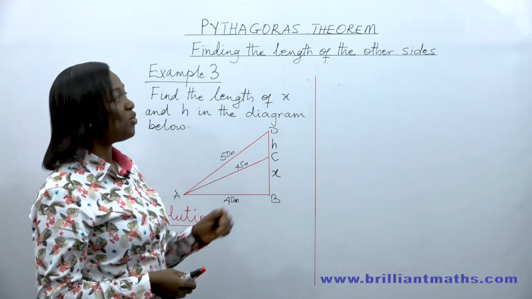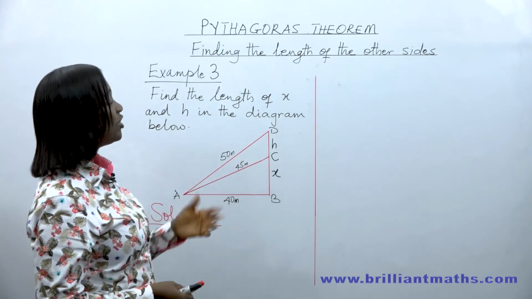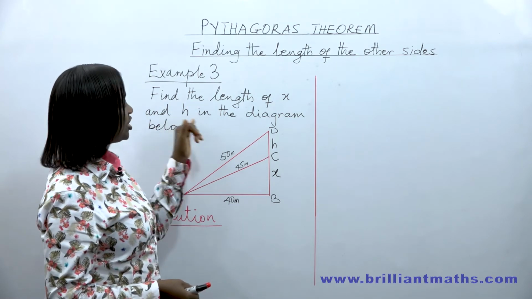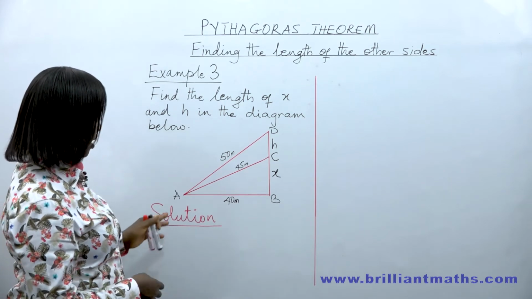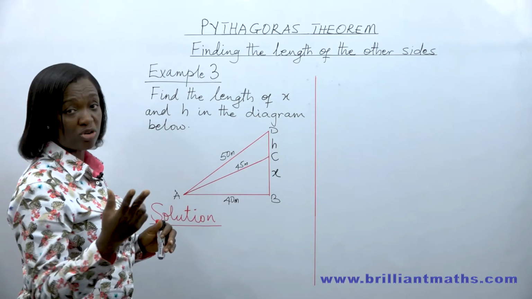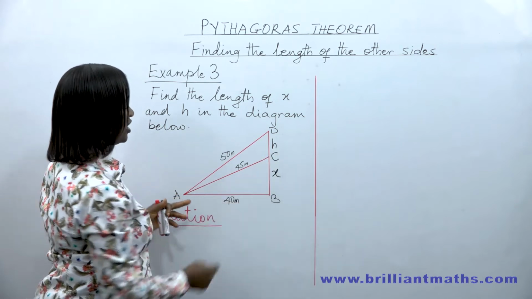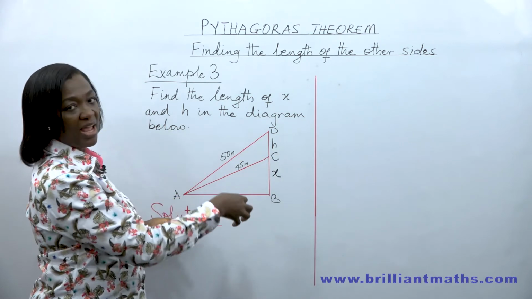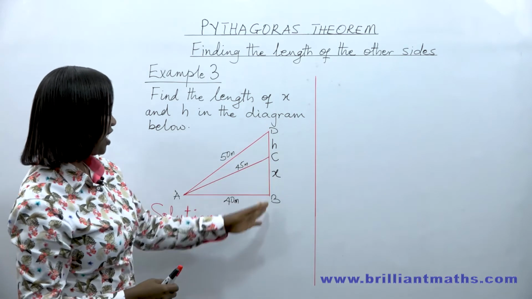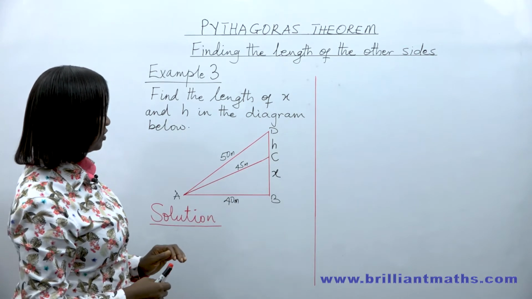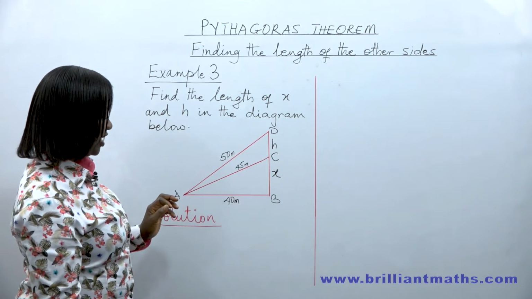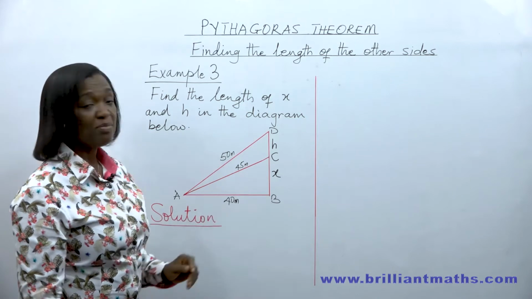In this part of the lesson, we want to find the length of the other sides, continuing from where we stopped. Example 3. Find the length of x and h in the diagram below. We have triangle ABCD. There are two triangles. Triangle ABC is a smaller triangle inside triangle ABD. First, we are finding x. The length of x will be equal to the hypotenuse, which is AC, hypotenuse squared minus AB squared.